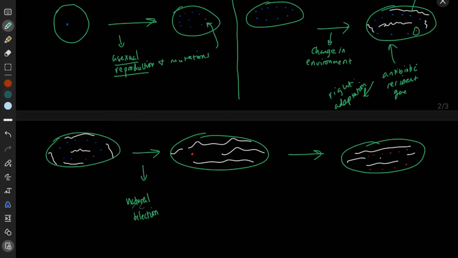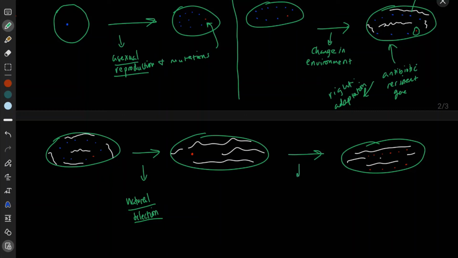So here we have, again, natural selection happening, because nature is going to select against those individuals that don't contain the right adaptation, which is that antibiotic resistant gene, and it's going to select for the individuals that do contain that right adaptation, that gene that confers antibiotic resistance, right? And so what's going to happen now?